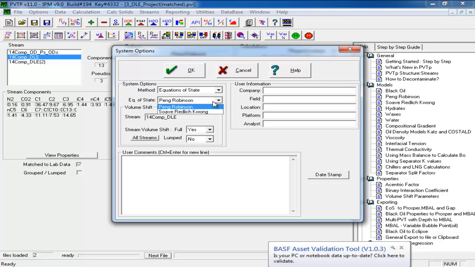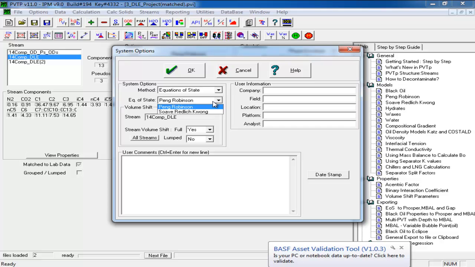So actually DLE will describe this part here, which is below the bubble point, but at constant temperature. And here we will describe this separator. We use the separator test, and it's actually starting from this point, from the bubble point pressure, to describe this part here.